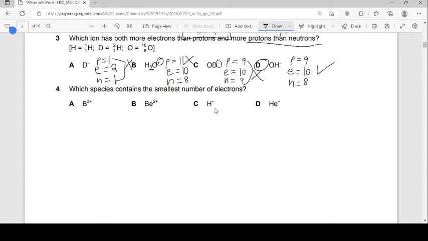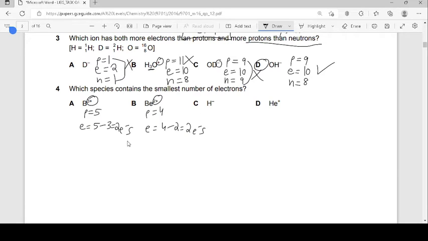Now, which species contains the smallest number of electrons? Well, B3+. Let us see. Boron, according to my periodic table, I'll just keep the periodic table with you guys. Boron has 5 protons, and since it has a plus 3 charge, it means that the number of electrons must be 5 minus 3, which is 2, right? It has 3 fewer electrons than protons because it has a 3+ charge. So that means it has 2 electrons, right? Be2+ has 4 protons, and since it has a 2+ charge, that means electrons equal 4 minus 2, which is 2 electrons again.